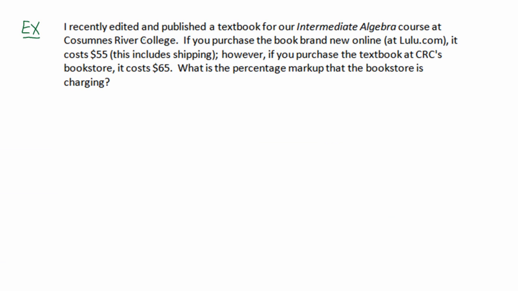So I recently edited and published a textbook for our intermediate algebra course at Columbia River College. If you purchase the book brand new online, it costs $55, and this includes shipping. However, if you purchase the textbook at our bookstore, it costs $65. What is the percentage markup that the bookstore is charging? So remember, how markup works is you have an old price, and what they do to that old price, the initial price I guess you can call it, is they tack on a certain percent to it. And that's how they arrive at what price they end up selling it for, their new price.